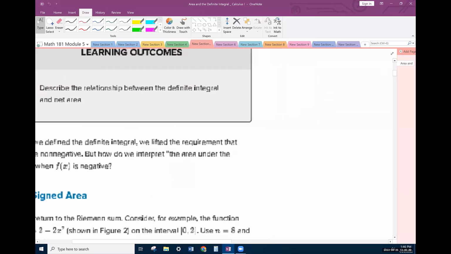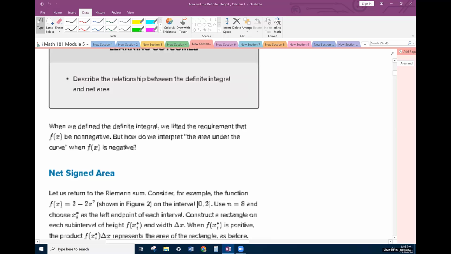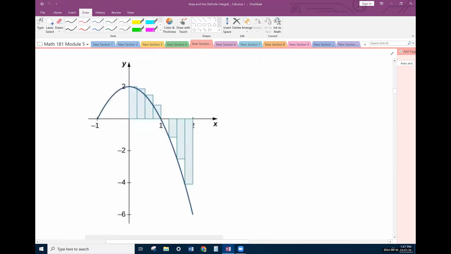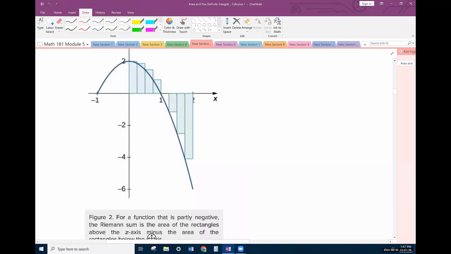Okay, so describe the relationship between the definite integral and net area. In net area, if you have something above and below the curve, you would subtract: what's above minus what's below, because below is negative area and above is positive area, and that's what they call the net signed area. So in this example, you have stuff above, stuff below, and you would subtract to get the net area.